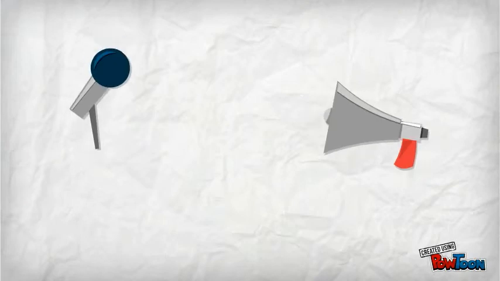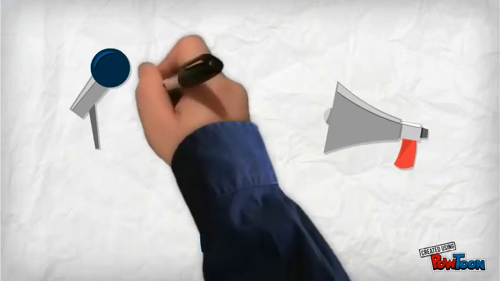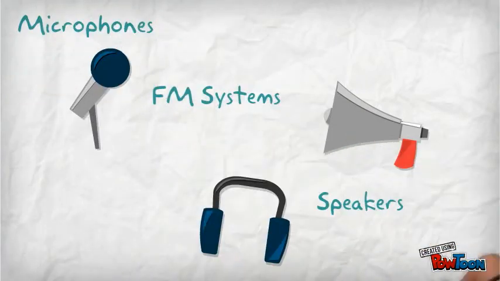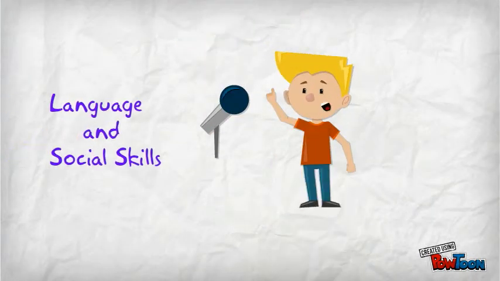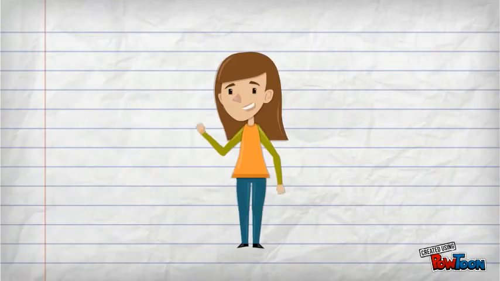Assistive technology was used by the teachers such as FM systems, microphones, and speakers, and every student but one either had a hearing aid or cochlear implant. Finally, our class is replaced by theater to promote language and social skills.